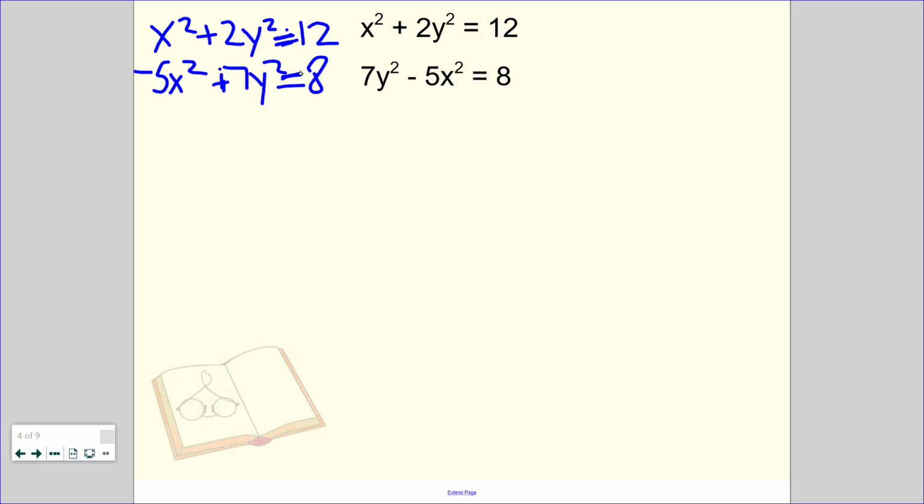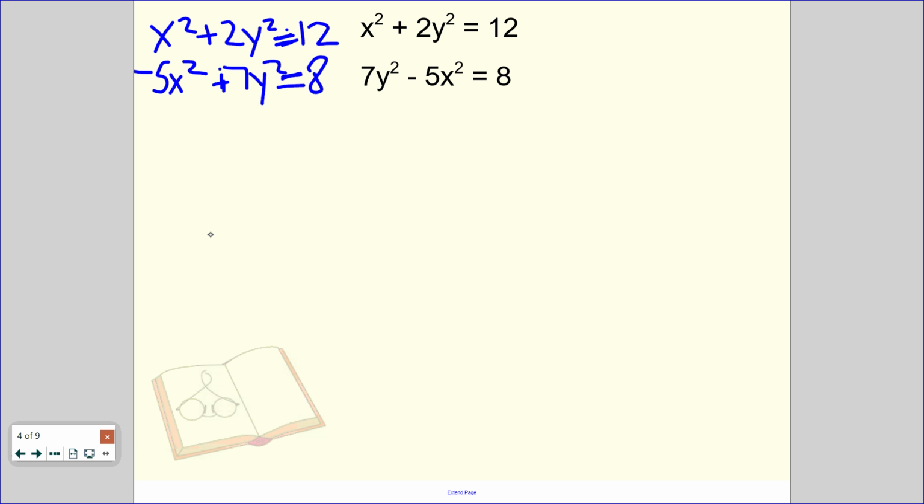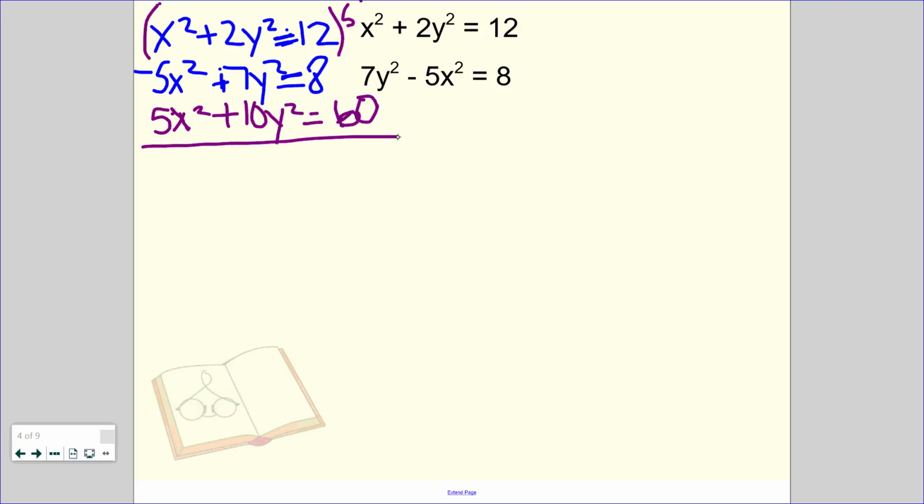Okay. We're going to use elimination to solve this. I either want to get my x's or my y's to cancel. It looks like it's probably going to be easier to get my x's to cancel if I multiply the top equation by 5. If I multiply the top equation by 5, that gives me 5x squared plus 10y squared equals 60. Now I can add my equations together.